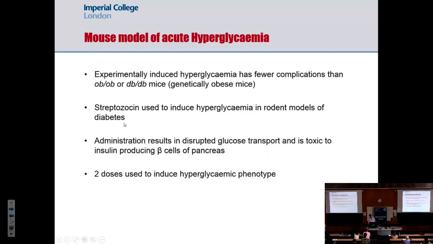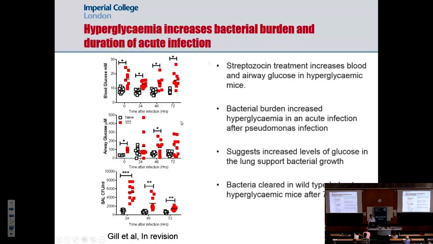So we use this horrible chemical called streptozocin, which kills all the beta cells in the mice and induces a very acute state of hypoglycemia. We argued this is a relevant model because it takes away some of the long-term effects of hyperglycemia on immune response, and we're just looking at increased sugar in the lungs. So we performed streptozocin treatment, which increased both blood and airway glucose.